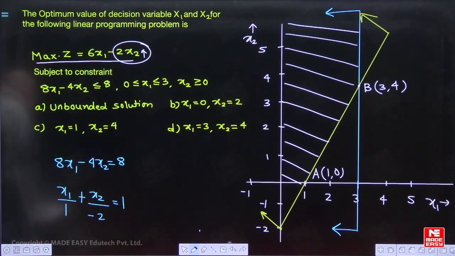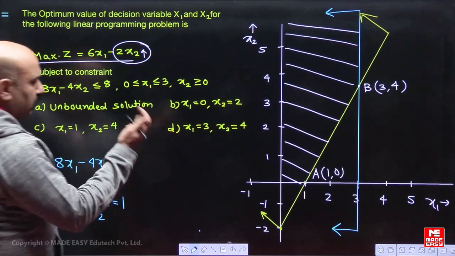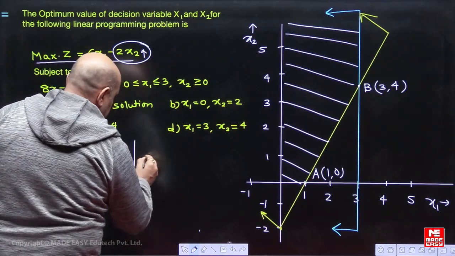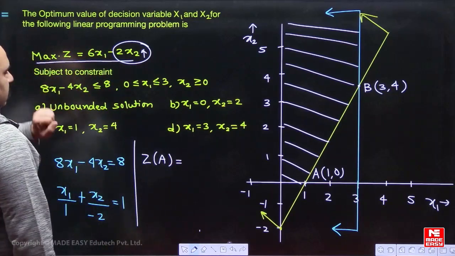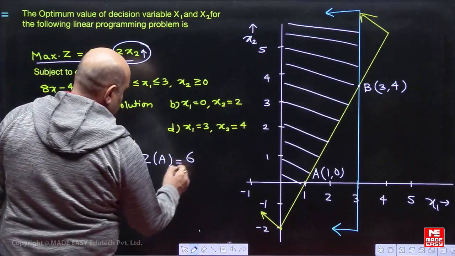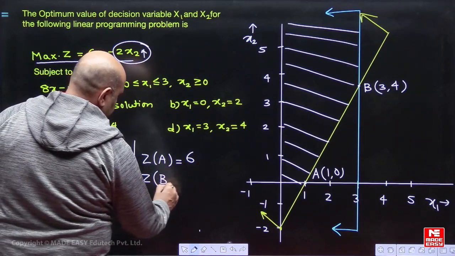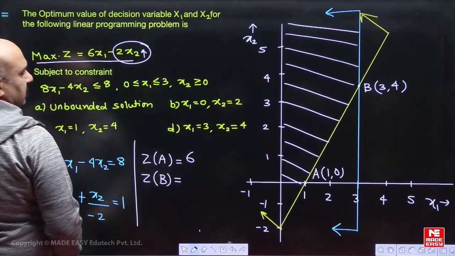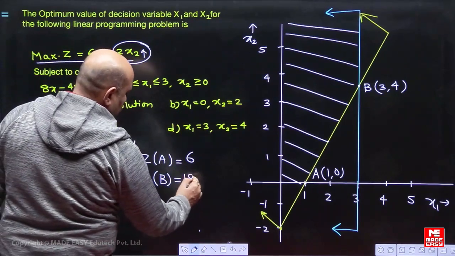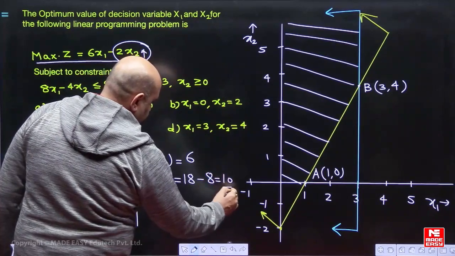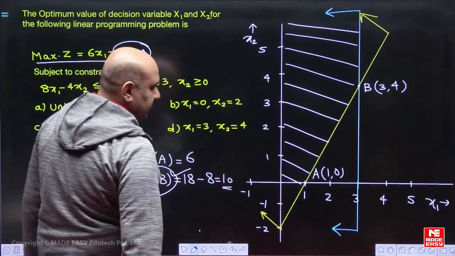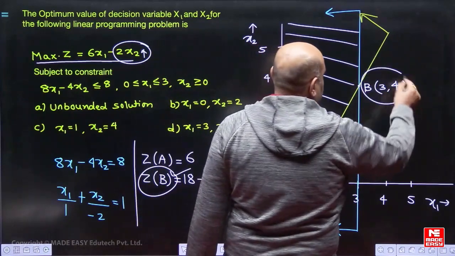Where will the solution come? Where the maximum is. So look, there are two points, so see z at a. At a what will come? 6. And z at b: 6, 3, 18 minus 8, 10. See, maximum value will be at point B. So B will be our answer here. Maximum value we can get at point B.